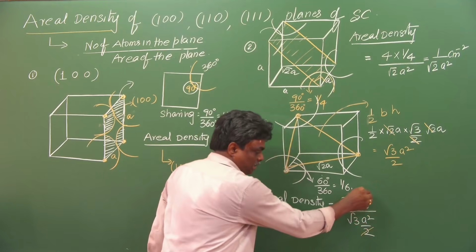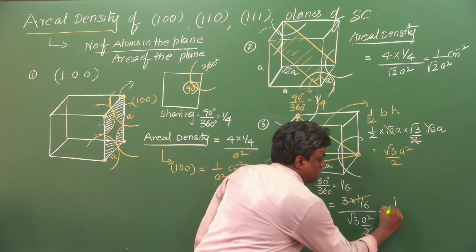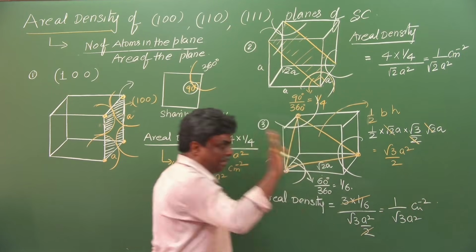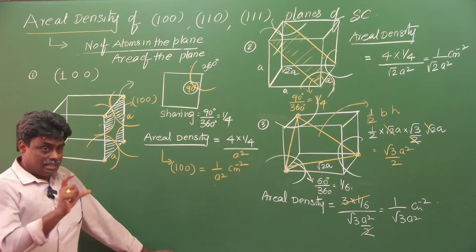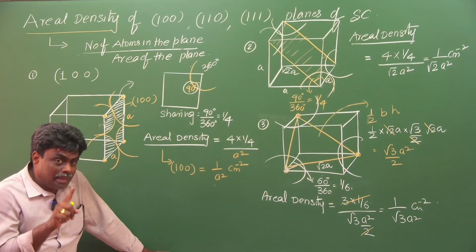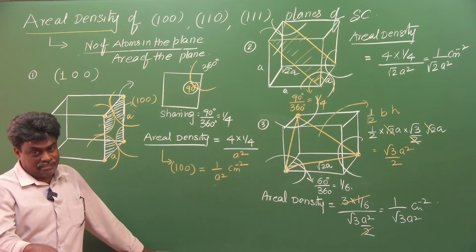This 2 and this 2 get cancelled. 1 by 2 both are cancelled. Answer is 1 by root 3 A square. Again decreased or increased? Oh, this is the point. The straight plane's areal density is more than the inclined plane's density. Okay?